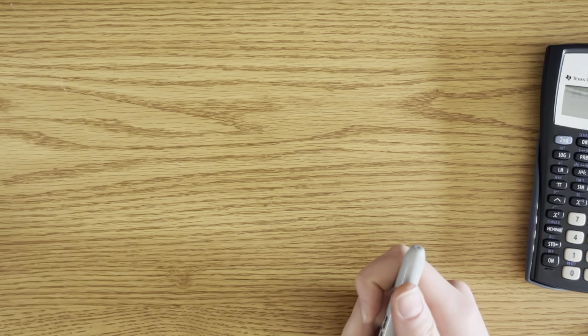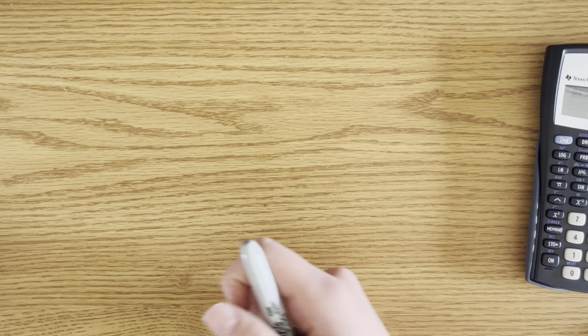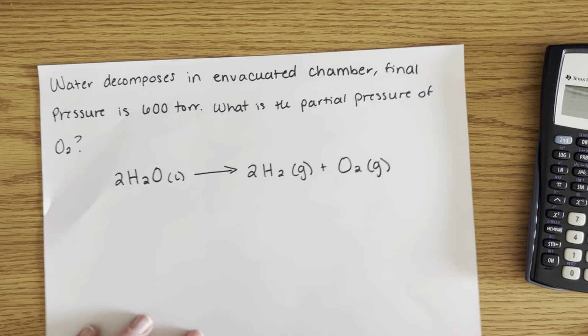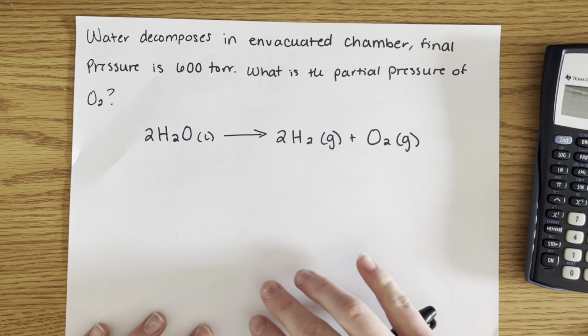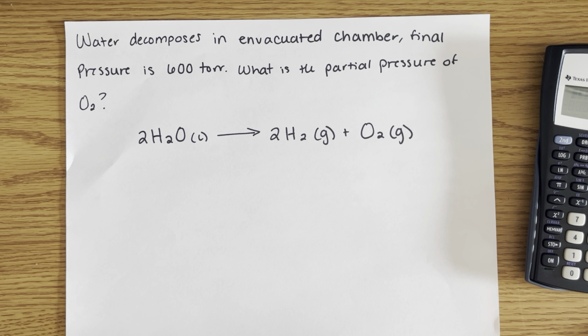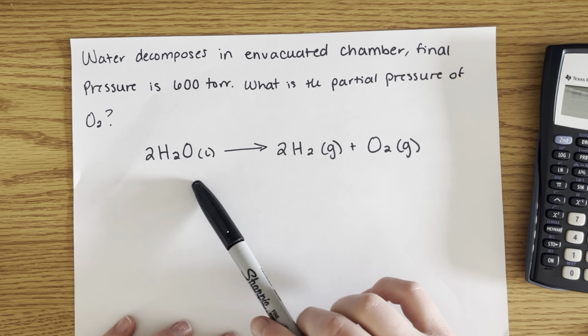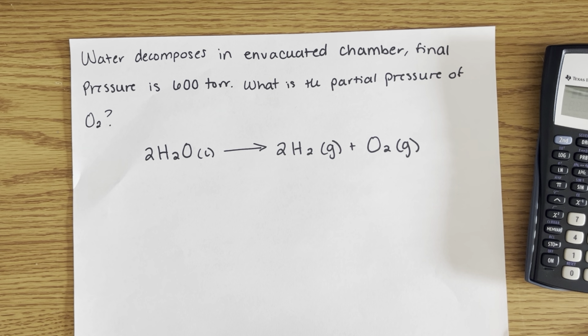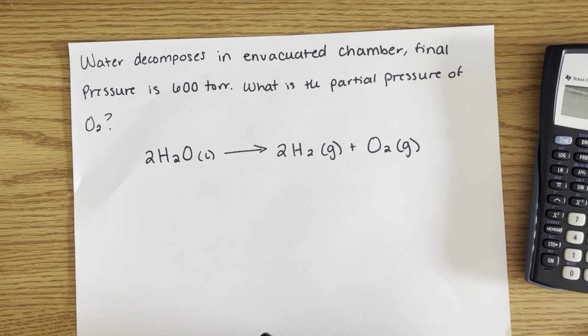Now we have one more problem that we're going to do, which is this one. So water decomposes in an evacuated chamber. The final pressure is 600 torr. What is the partial pressure of O2? And then we have an equation. This is a lot. There's a lot going on here with this problem, especially when you have an equation. I always find that it just adds on another layer of stress because it's just a lot going on.